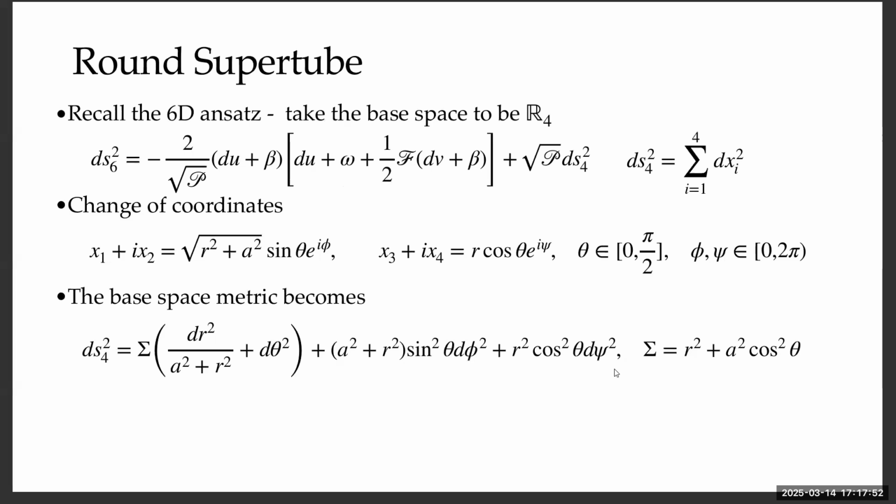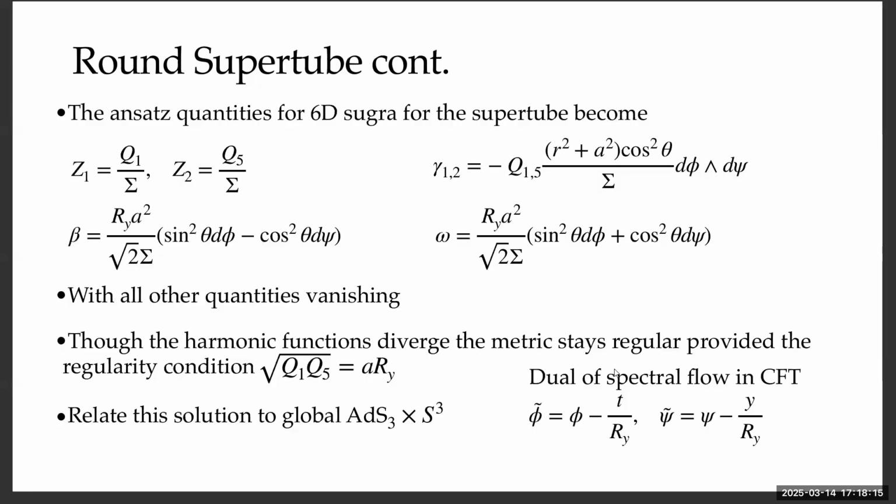Okay, so the starting point is the round supertube. As I was saying previously, we take this base geometry to be R4, because this can be solved. But you can rewrite R4 in an interesting way, in some sort of spheroidal coordinate system, and this makes manifest the maximally spinning supertube geometry. If you take these quantities here and put them into the metric that I showed, you get a two-charge state called the maximally spinning supertube. Everything else vanishes, except you have your harmonic functions.